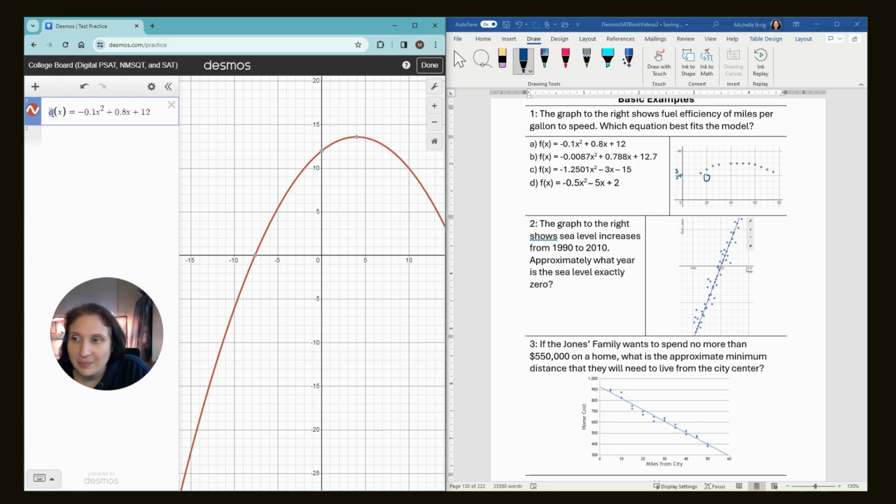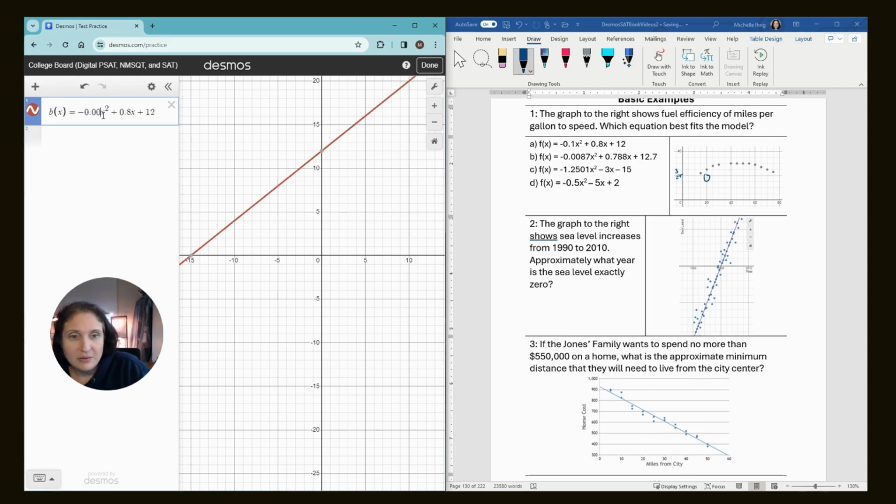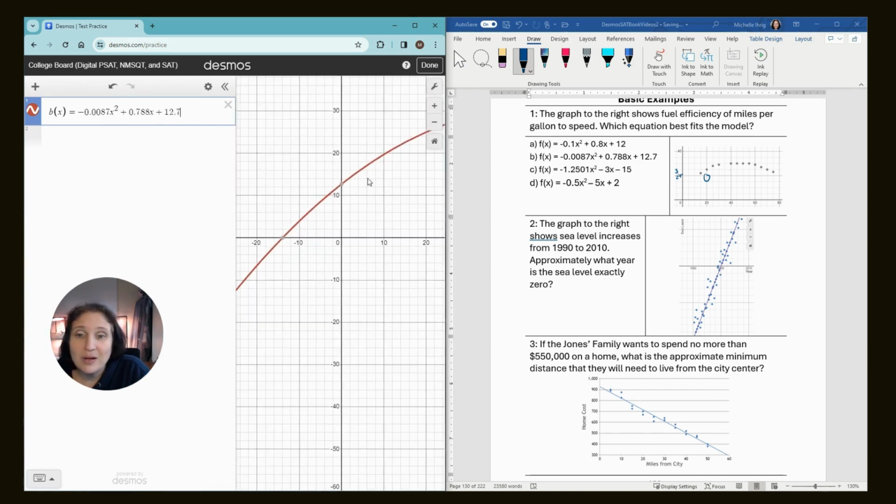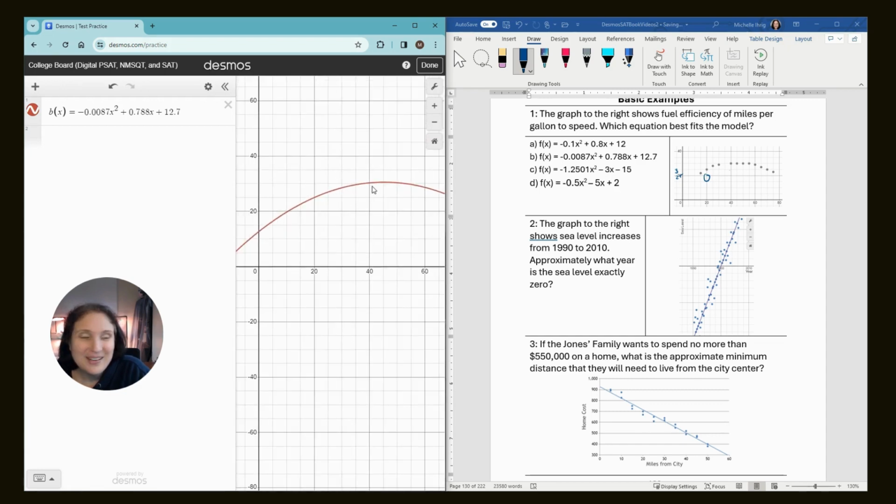So let's go ahead and type in the B equation. We've got 0.0087 times x squared plus 0.788x, let's move this, plus 12.7. Well, you know this is so complex. This is the one that I ended up doing. And you can see it does match the graph really well. We can see at 2025 there's something going on. We can see that it kind of chills out up here in the 30 range, and then it shoots back down. So the answer to this one will be choice B.